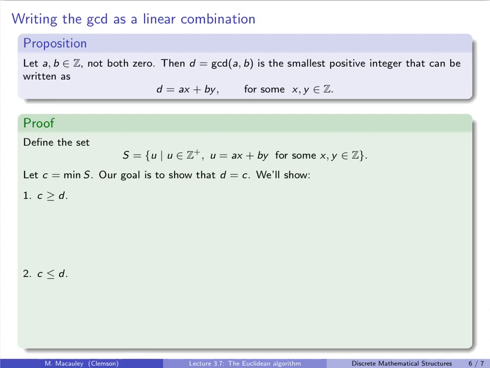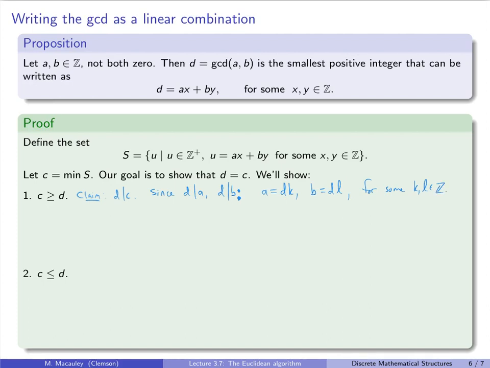So d, what do we know about d? D is the greatest common divisor of a and b. So I claim that d divides c, and if we show that, we're done with this part, because these are positive integers, and if d divides c, it must be smaller than or equal to c. Okay, so we know that d is a divisor of a and b. So let's write that down too. Since d divides a and d divides b, then we can write a as d times k and b as d times l, for some k and l that are integers.